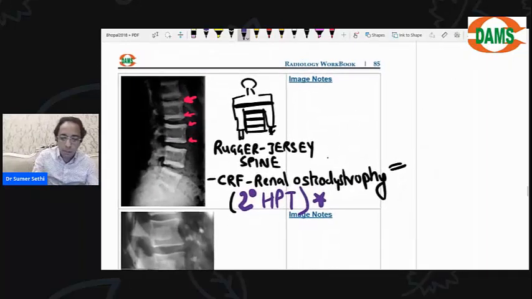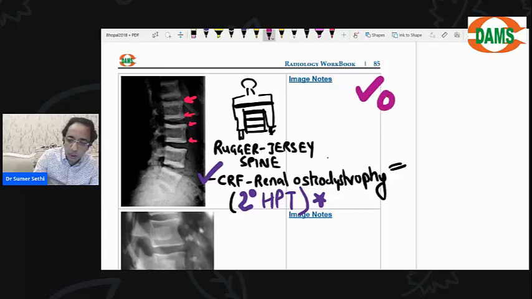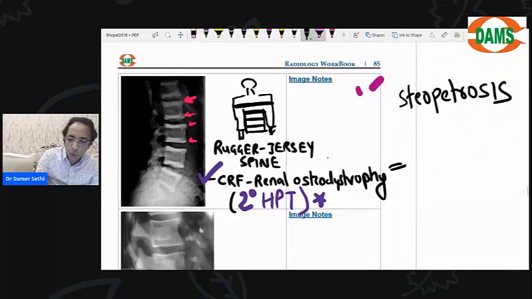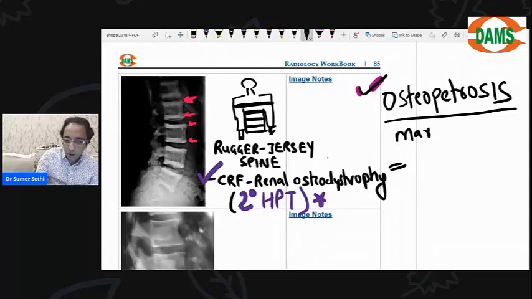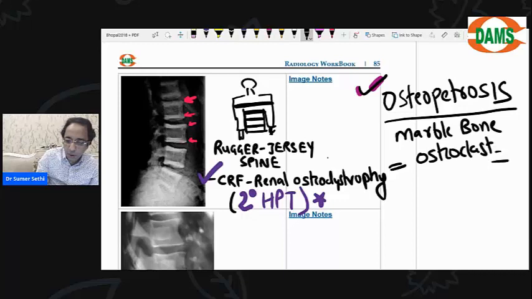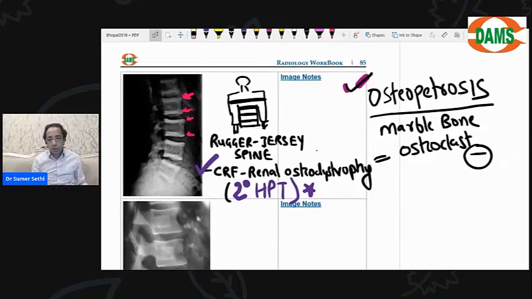Okay, can you name any other cause of rugger jersey spine? Rugger jersey spine is also known to occur in a condition called osteopetrosis. What is osteopetrosis? Marble bone disease, which is a problem in osteoclasts. You remember, an osteoclast function abnormality called osteopetrosis.